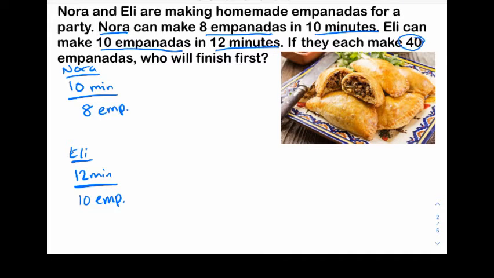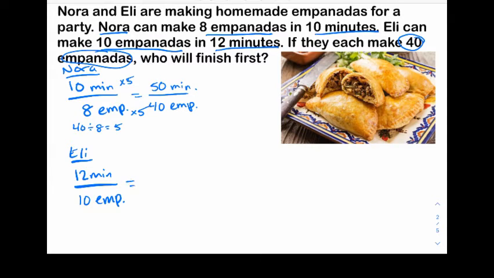They're each making 40, so we need to see how long it takes each of them to make 40. On the bottom, I have my empanadas, so I'm going to write 40. Now I have to see what number times 8 is going to give me 40. Well, I can do 40 divided by 8 equals 5. So I know I need to multiply 8 times 5 to get 40. I'm going to do the same thing on top. 10 times 5 is 50, so it takes Nora 50 minutes.